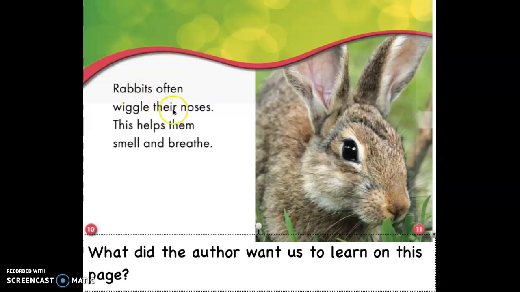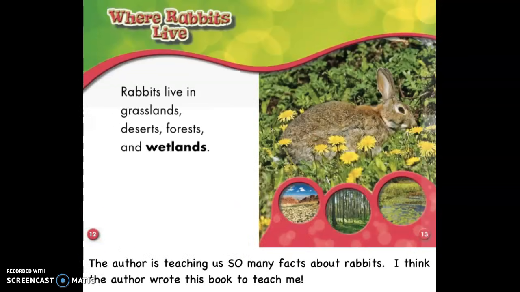Rabbits often wiggle their noses. This helps them smell and breathe. So what did the author want us to learn on this page? I think the author wanted us to learn a new fact about rabbits, that when they wiggle their nose, it helps them to smell and to breathe. Rabbits live in grasslands, deserts, forests, and wetlands. So the author is teaching us so many facts about rabbits.